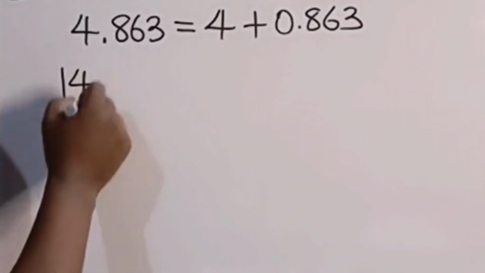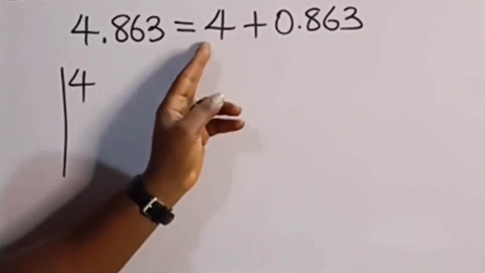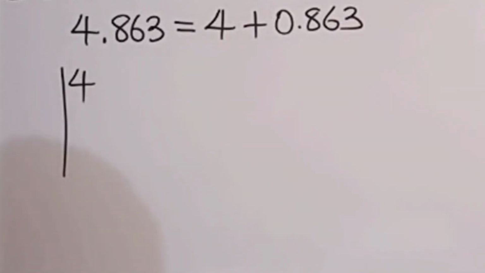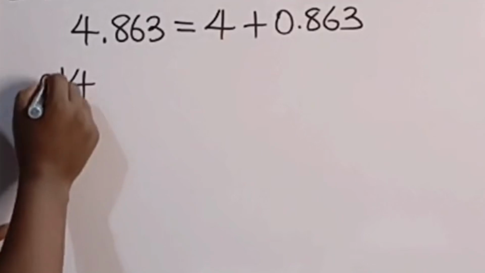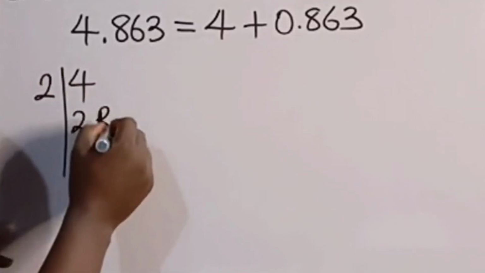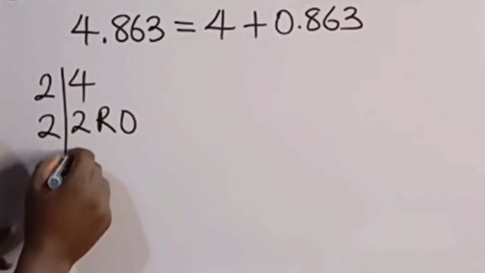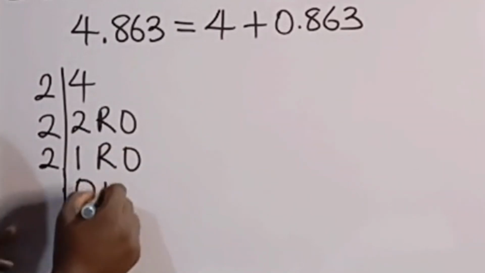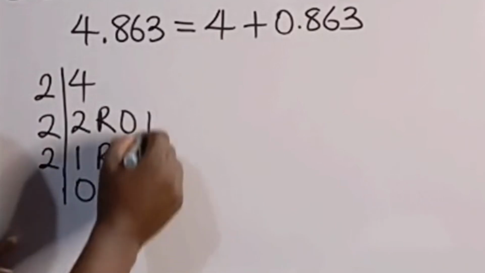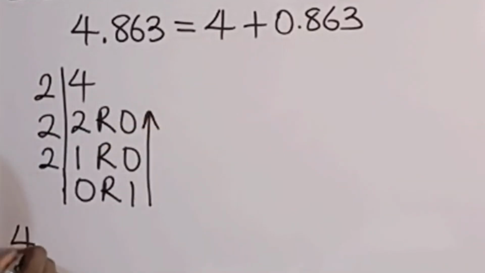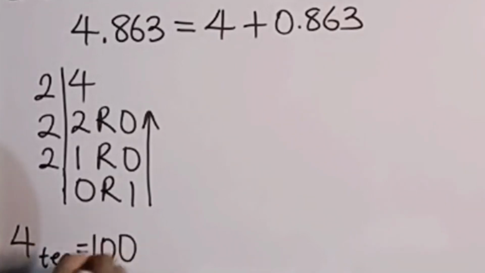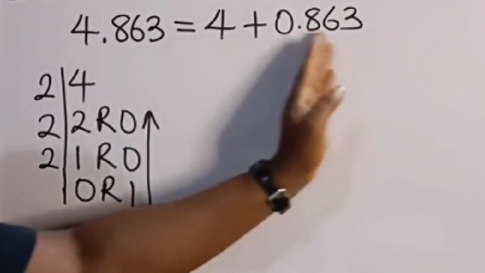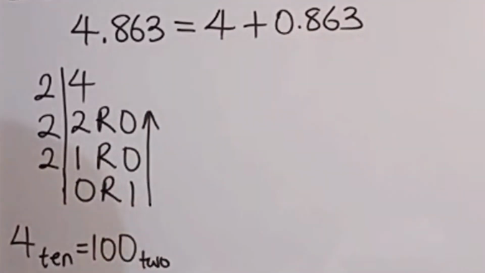So we have 4. Since this is a whole number, we are going to be dividing by 2. So 4 divided by 2 gives us 2 remainder 0. 2 divided by 2 gives us 1 remainder 0. And 1 divided by 2 gives us 0 remainder 1. So that means 4 base 10 is equal to 100 base 2. So now we've converted the whole number. Then now we can convert the decimal to base 2.